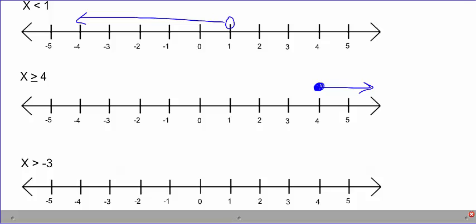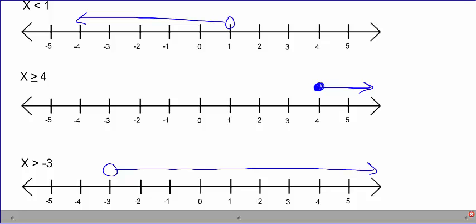X greater than negative 3. So think about what kind of circle am I going to use? Which number is it going to go on? And which direction is my arrow going to go? So you would get a graph that looks like this.